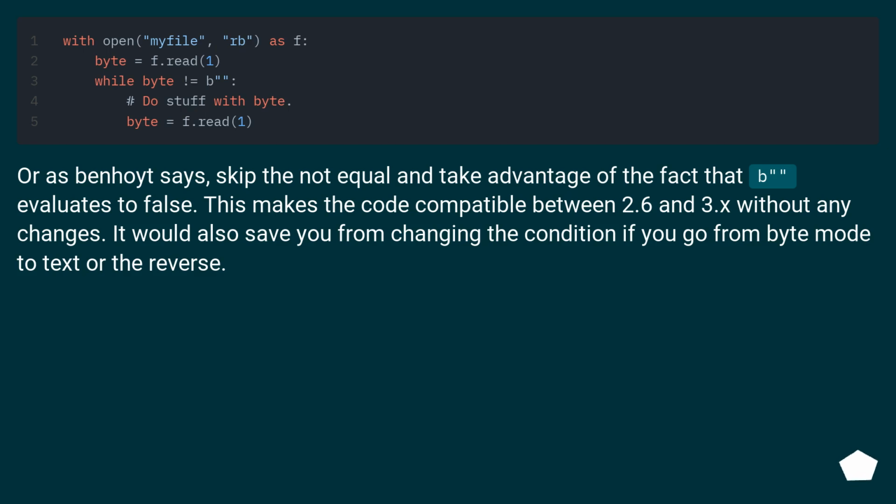Or, as Ben Hoyt says, skip the not-equal and take advantage of the fact that b'' evaluates to false. This makes the code compatible between 2.6 and 3.x without any changes. It would also save you from changing the condition if you go from byte mode to text or the reverse.